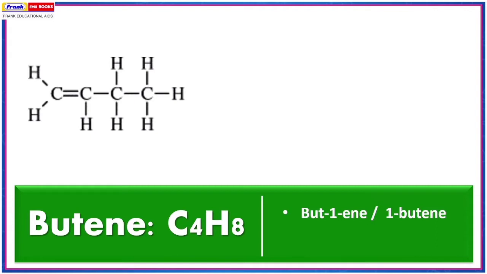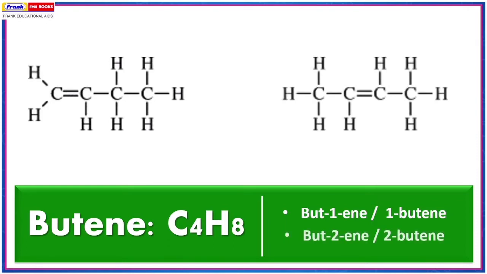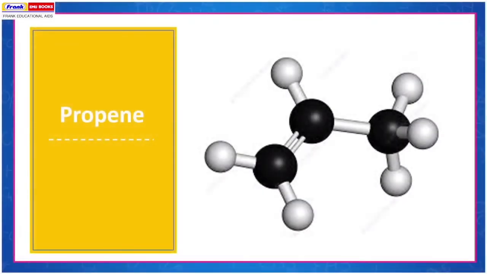In the given diagram, CH3=CH, single bond CH2, single bond CH3, we observe that the position of the double bond is on the first carbon atom, hence the naming is but-1-ene. In the next diagram, we observe CH3-CH=CH-CH3. The position of the double bond is on the second carbon atom, hence the naming is but-2-ene or 2-butene. Propene, CH2=CH-CH3.